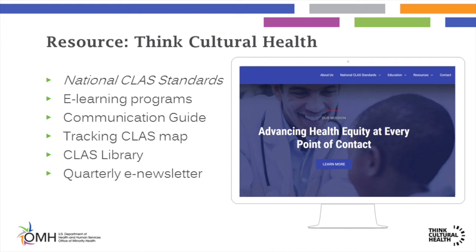Where can you learn more about CLAS and the National CLAS Standards? Think Cultural Health is a valuable resource for you. Think Cultural Health houses the National CLAS Standards and the Blueprint, a guidance document that describes each standard and its purpose, along with some strategies and resources for implementing each standard. Think Cultural Health also offers a suite of free, accredited e-learning programs, including one for nurses and social workers.